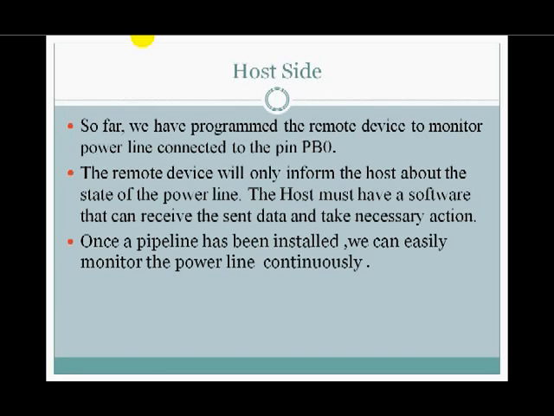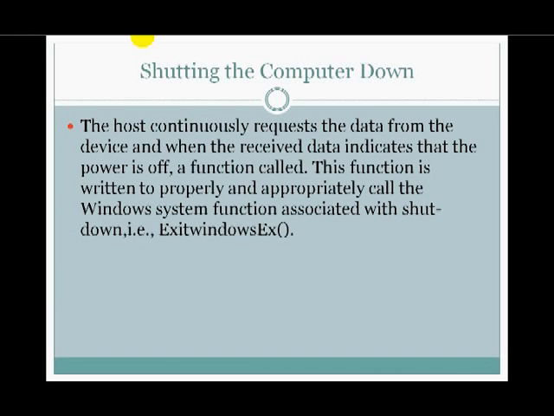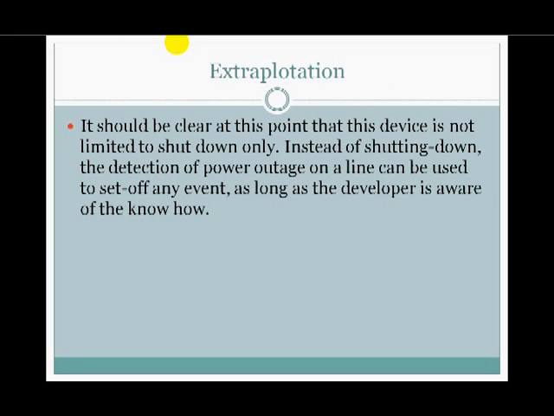The host must have a software that can receive the sent data and take necessary action. Once a pipeline has been installed, we can easily monitor the power line continuously. The host continuously requests the data from the device, and when the received data indicates that the power is off, a function is called. This function is written to appropriately call the Windows system function associated with shutdown, such as ExitWindowsEx.